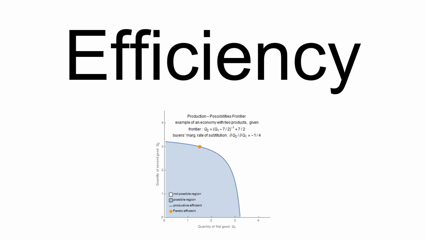Not all points on the curve are Pareto efficient, however. Only in the case where the marginal rate of transformation is equal to all consumers' marginal rate of substitution, and hence equal to the ratio of prices, will it be impossible to find any trade that will make no consumer worse off.